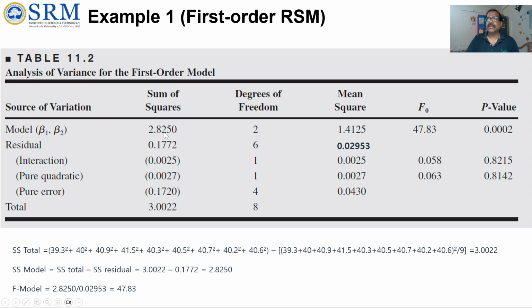Once we know the SS total, subtracting that, we get the sums of squares of the model. Once we have this value and the degrees of freedom, we can calculate the mean square value. Once we know the mean square value and the residual, we can calculate the ratio. What is this ratio? 1.4125 divided by 0.02953 gives us the F value. This F value we have to compare with the F critical value from the table. If it is significant, we can say the model is fit.